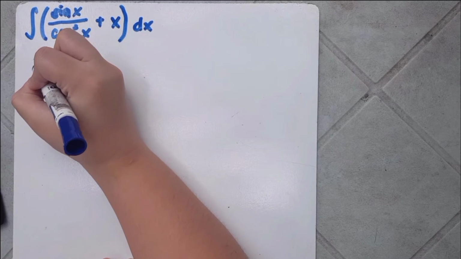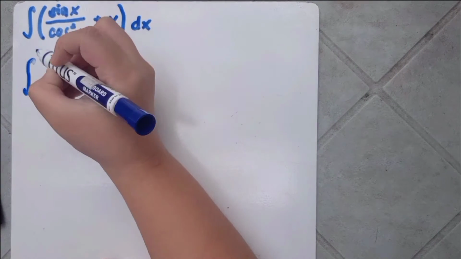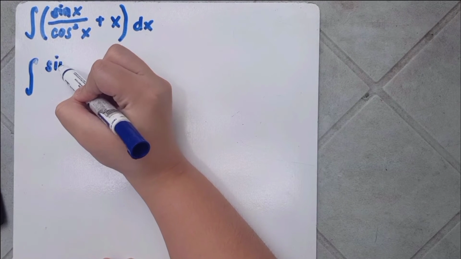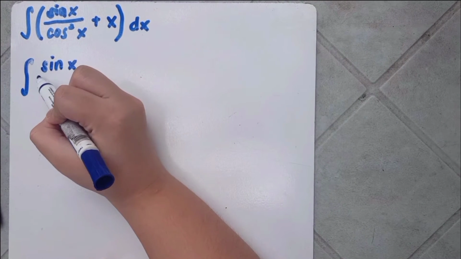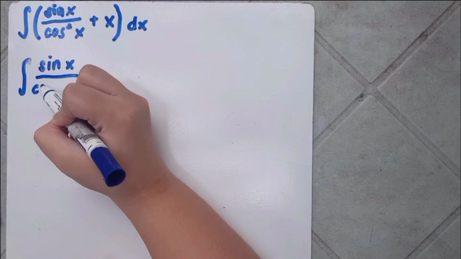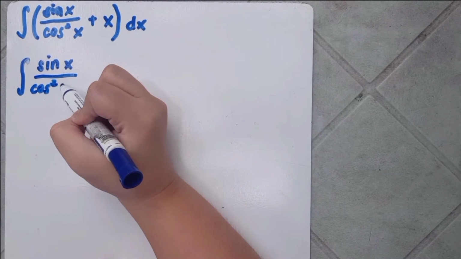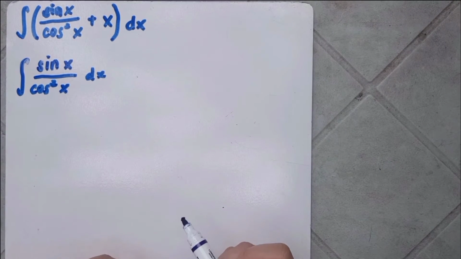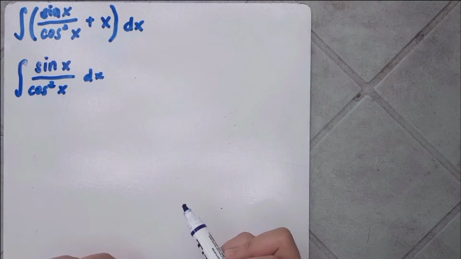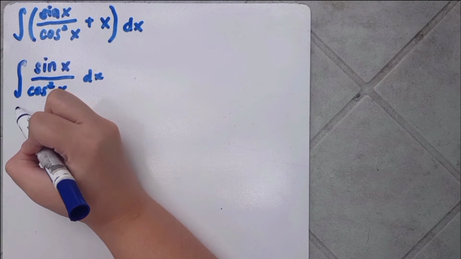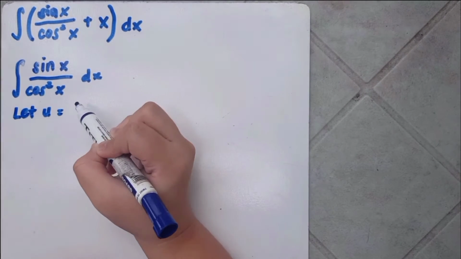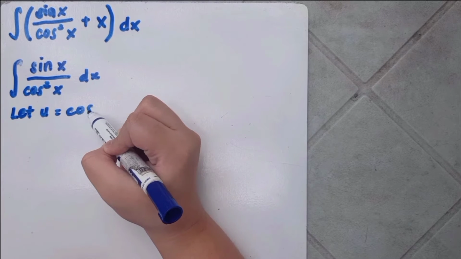And now, going back, here is a sample equation for the integration. The given example is the integral of sine x over cosine squared x plus x dx. First, we're going to solve the part excluding the x, which is the integral of sine x over cosine squared x dx. First, we're going to apply the u substitution where we let u be equivalent to cosine x.